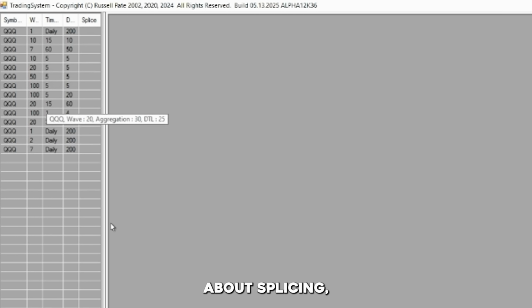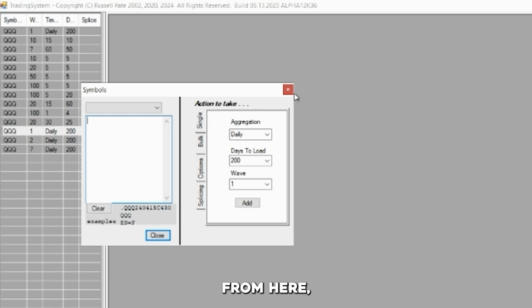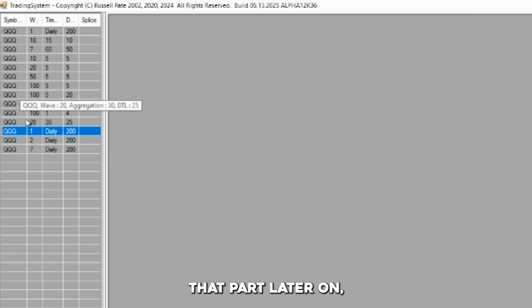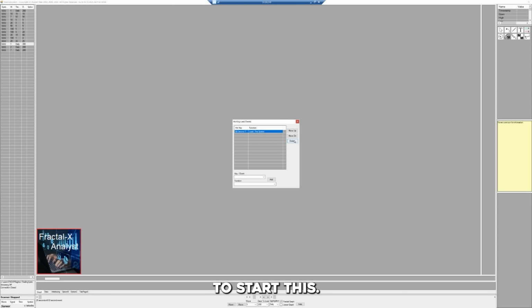We're going to talk about splicing, but not right now. Adding the splicing charts is also done from here, but we'll move on to that part later on because it's going to be a bit more complicated than these charts. Let me just do one setting. It's going to disturb us.